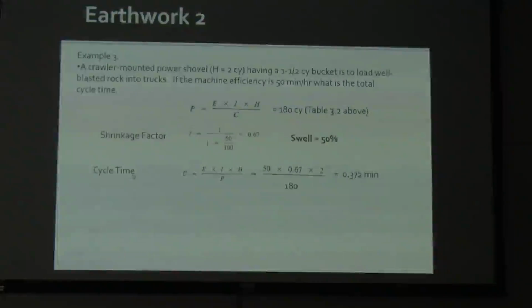The cycle time is equal to the efficiency times the shrinkage factor times the heap capacity divided by the production. So efficiency is 50 times 0.67 times 2, which is heap capacity, divided by 180. So our cycle time is going to be 0.372 to get the production of 180 cubic yards.